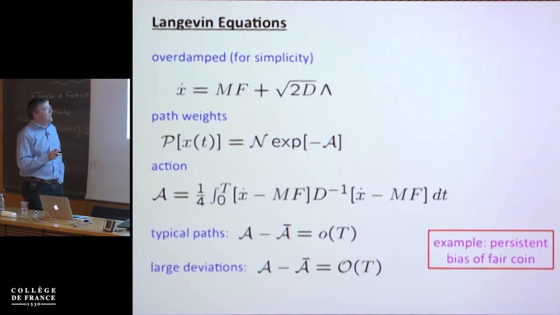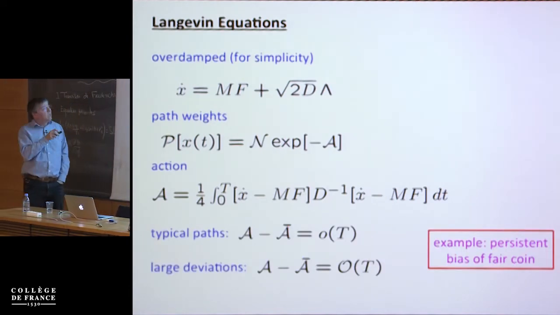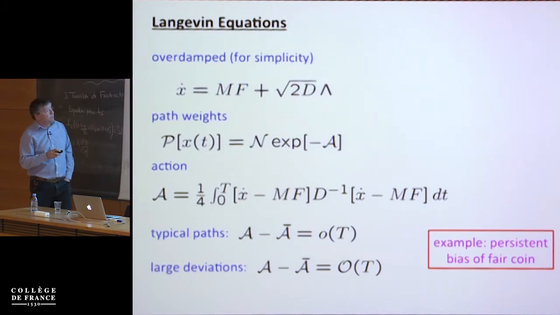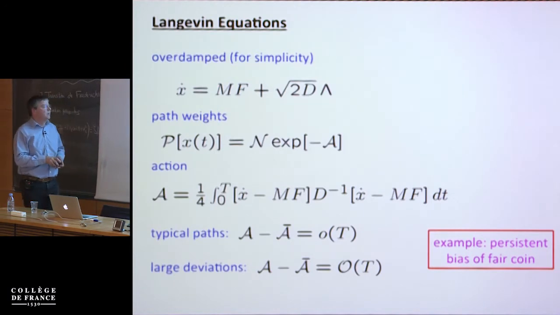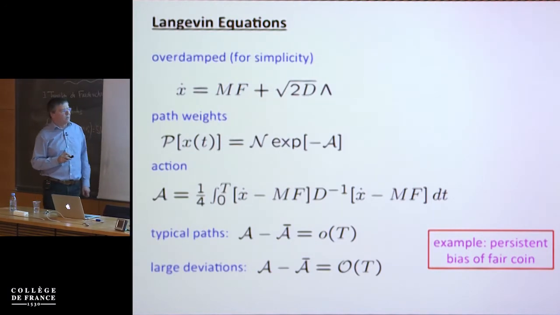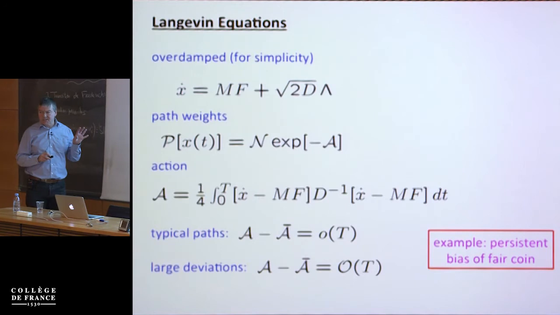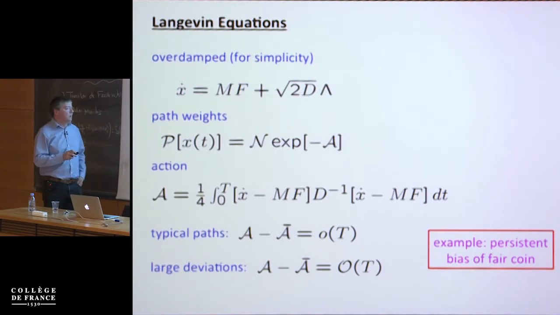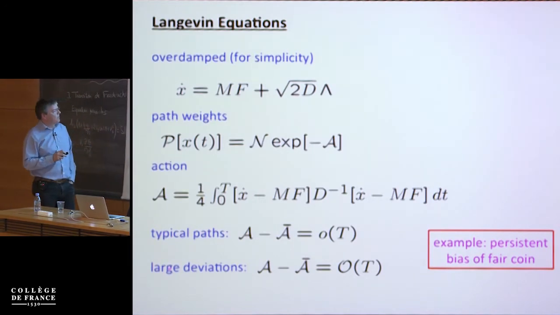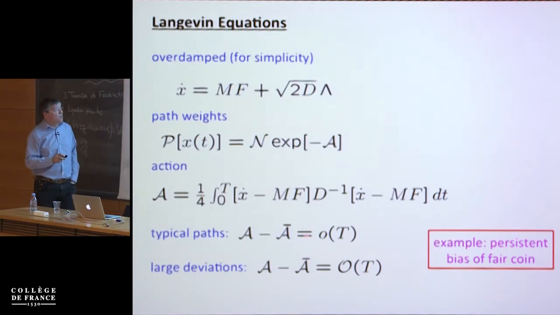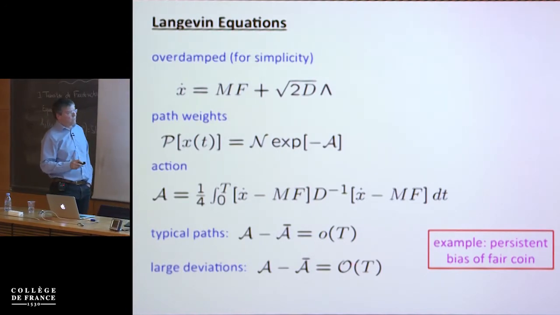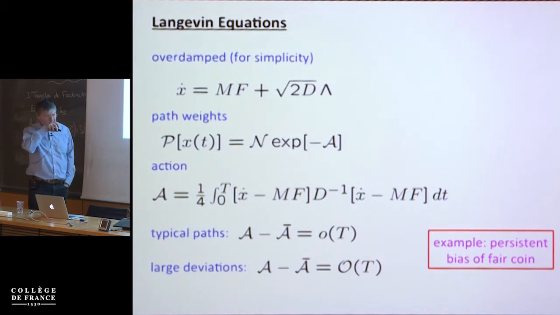So we can think about typical paths where there will be some deviation from the most likely path, which may be itself poorly defined. But we can also talk about atypical paths, and this is what I wanted to address in the next few bits of my talk, described by large deviations, in which this action, which is telling you the unlikelihood of the path, differs from the most probable value of the action by something which is increasing with time, is linear in t.